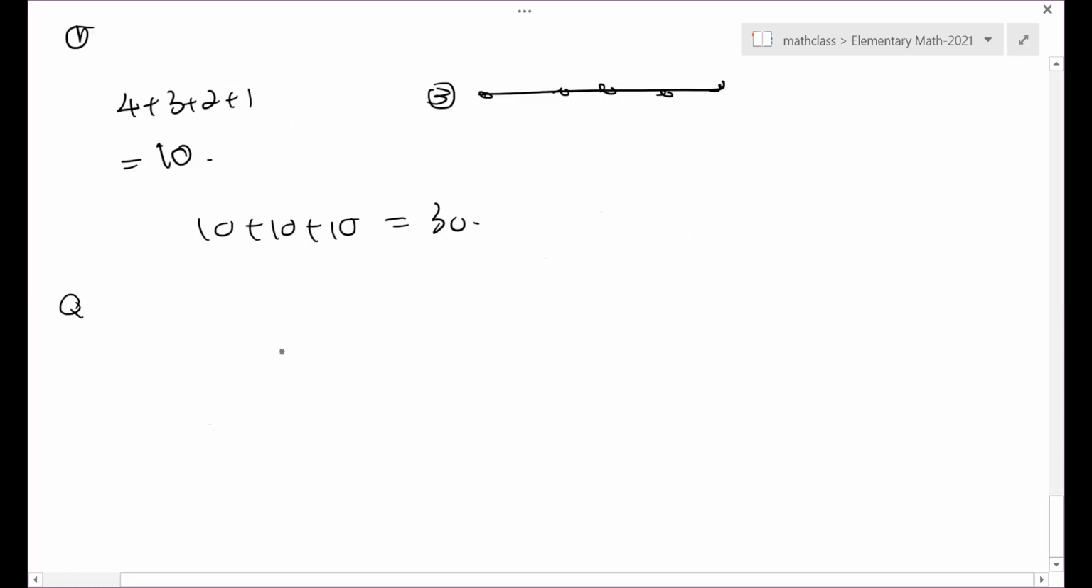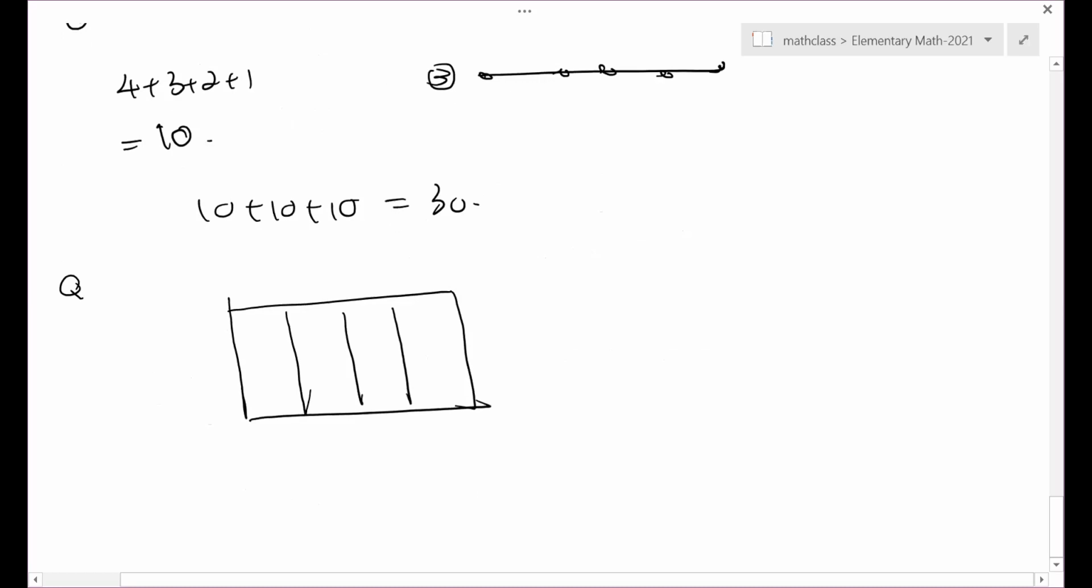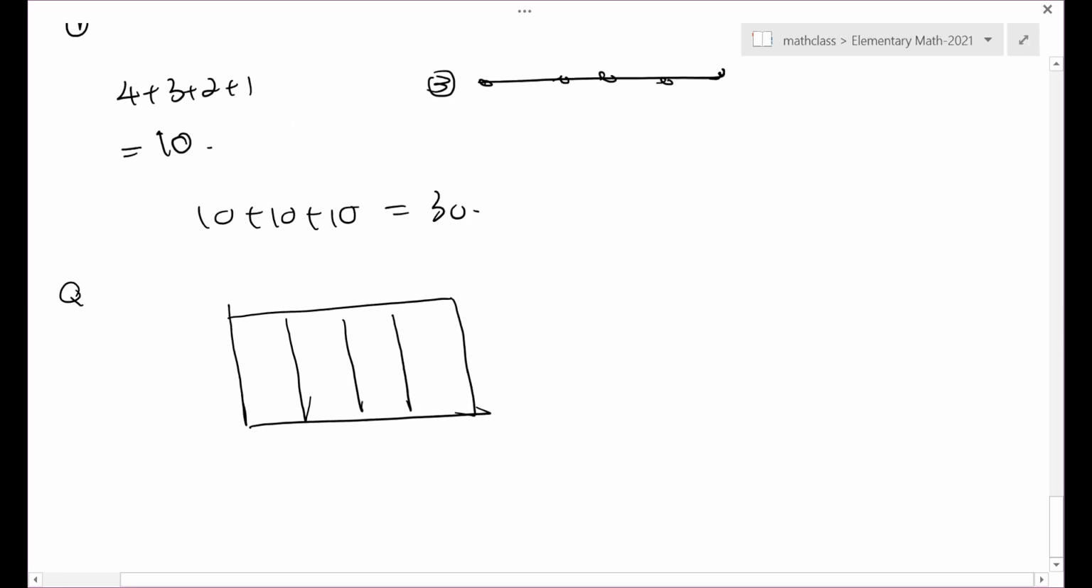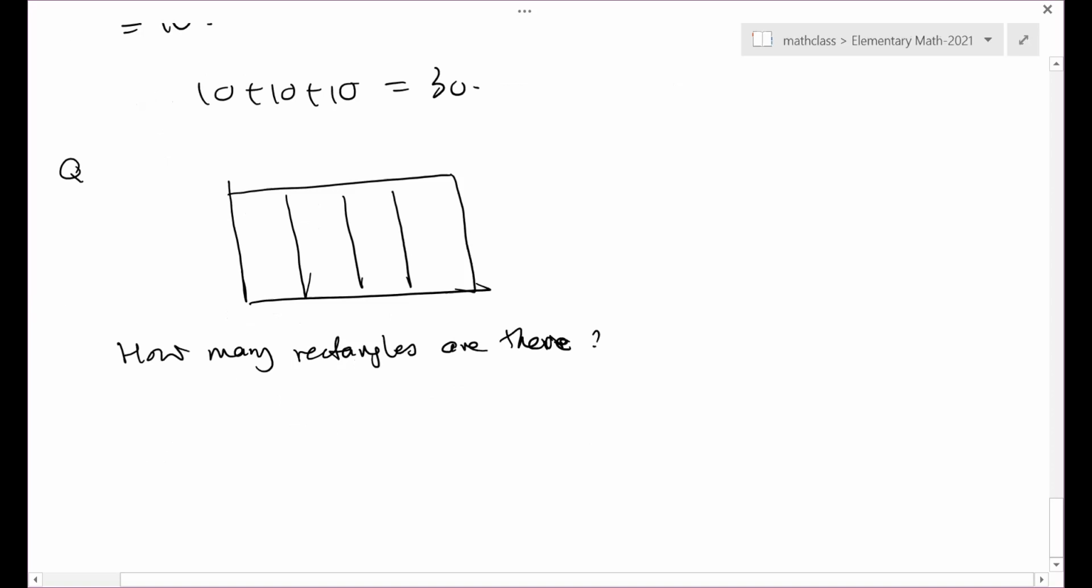Now let's look at the rectangles. So we have 3 dots on each line. Now here's still the question: how many rectangles are there?